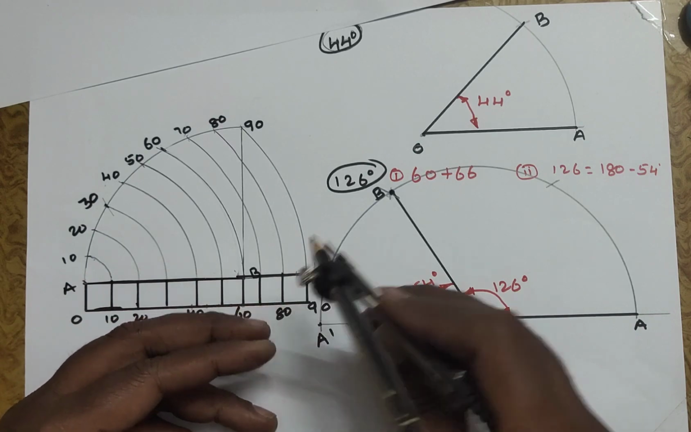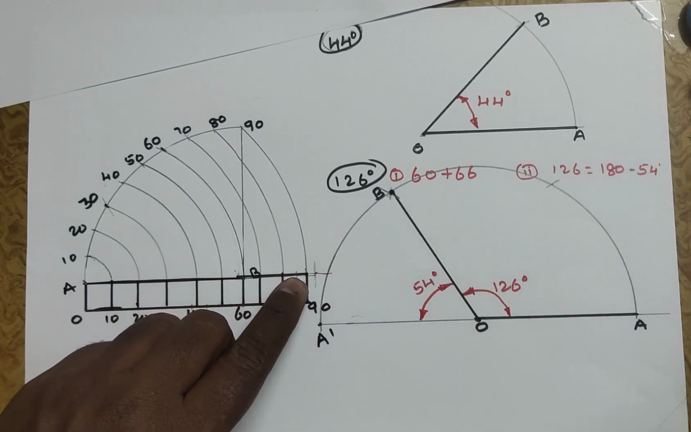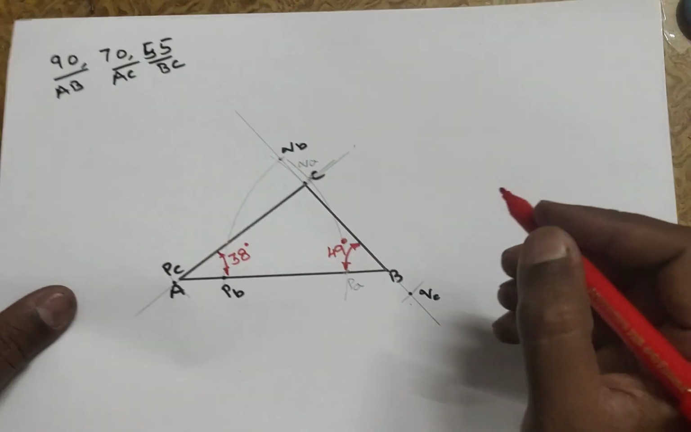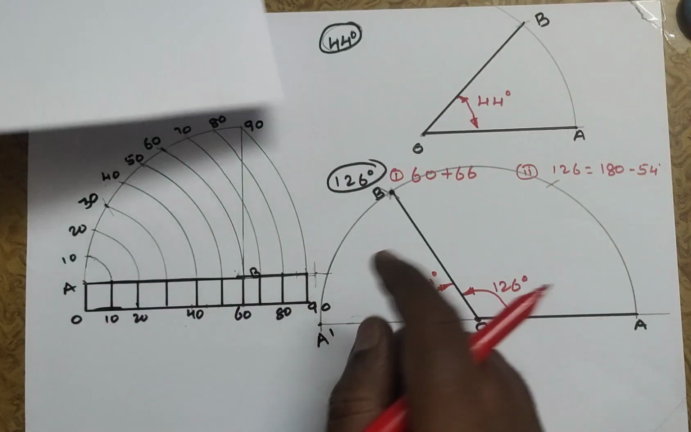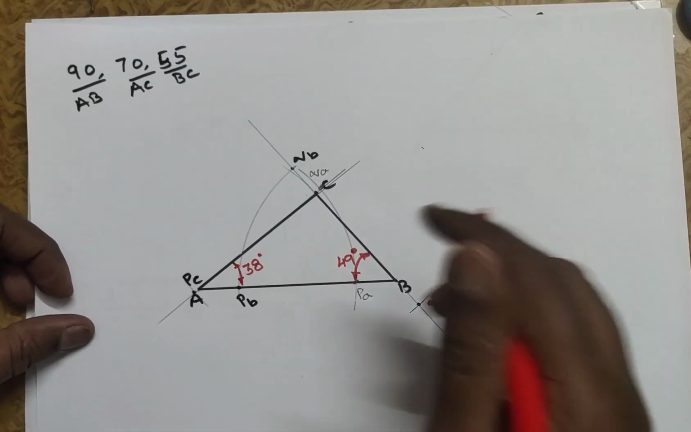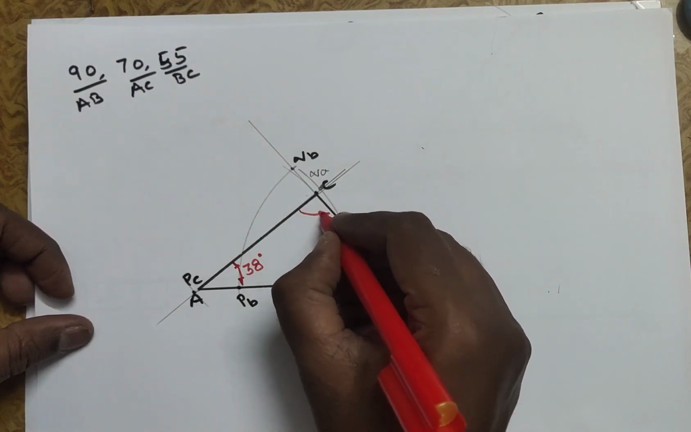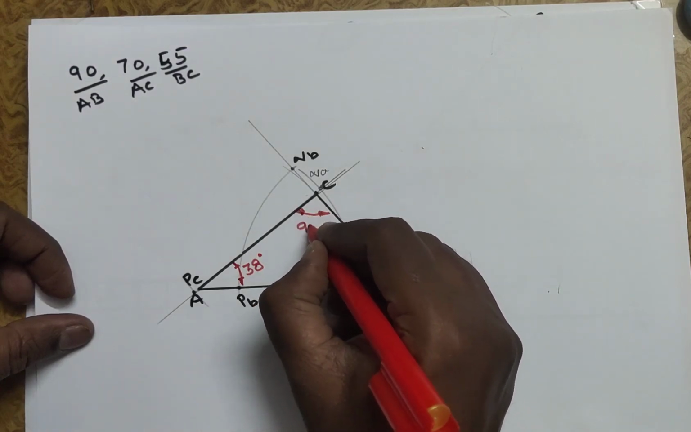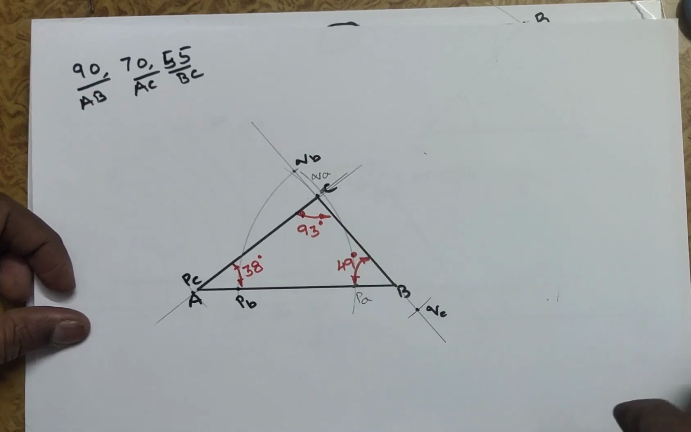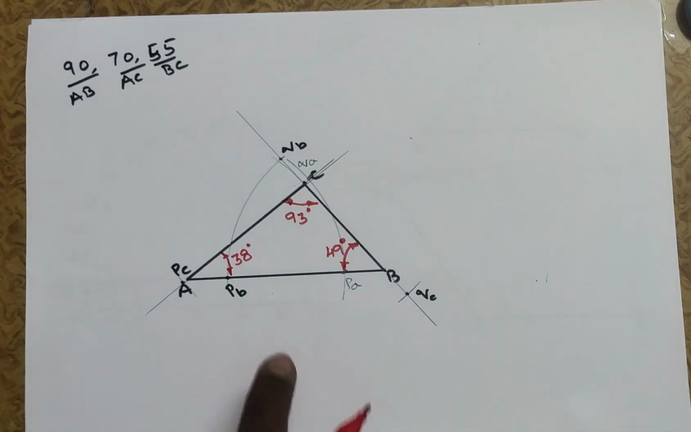It is less than 5 degrees, almost 3 degrees somewhere. So it is going to be 90 plus 3, totally 93 degrees. If you add all the values, we are going to get 180 degrees. So this is the way we have to measure the angles.